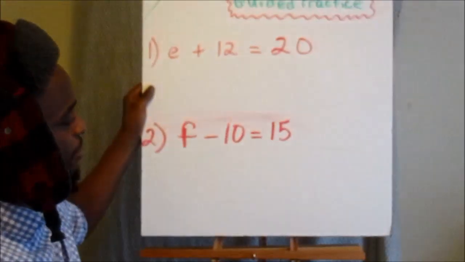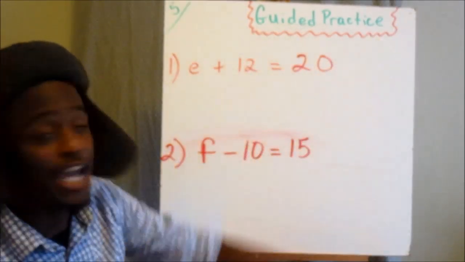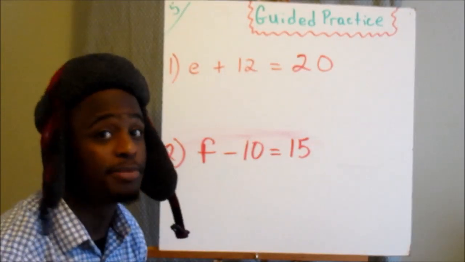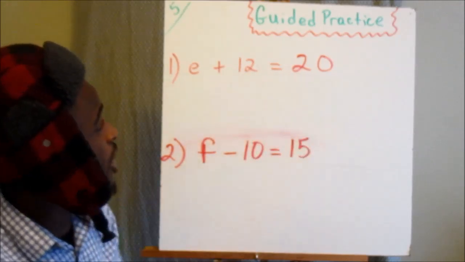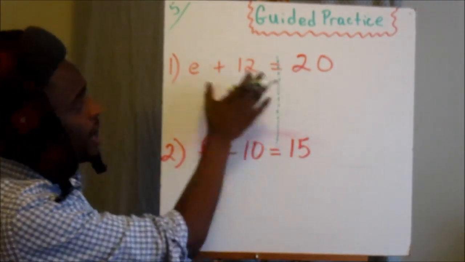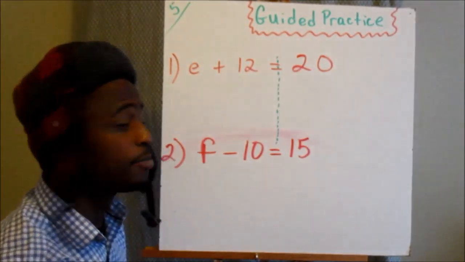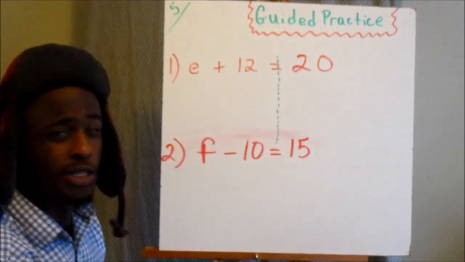So now that we know that we have to do the inverse operation, we should be able to solve these next couple of problems pretty easily. So I'm going to guide you through the guided practice, and then you're going to do the independent practice on your own. Alright, so I do the inverse operation. I always draw a line down the equal sign. So that way I know whatever I do to one side of the equation, I must do to the other side of the equation. It's very important you understand that. Otherwise, they won't be equal anymore.